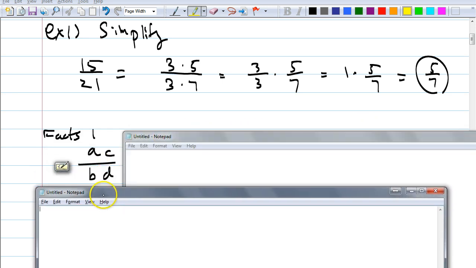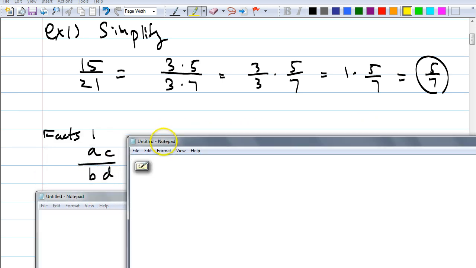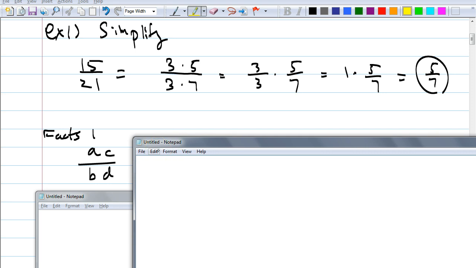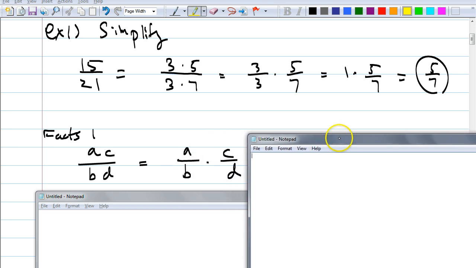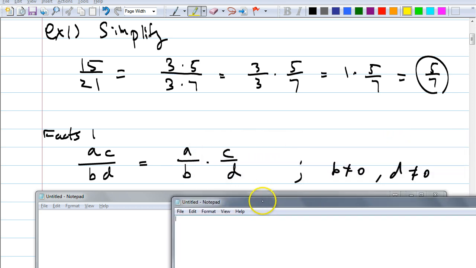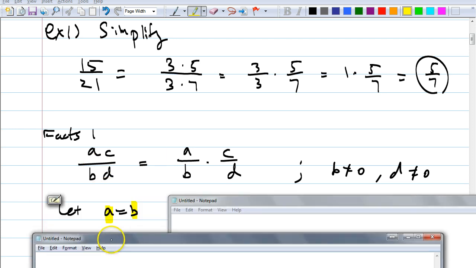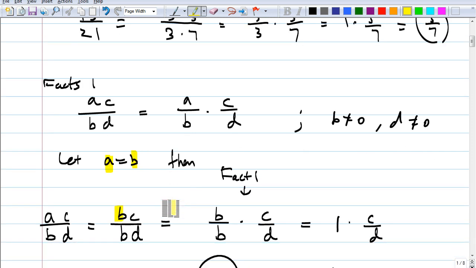So we just learned that a times c over b times d is equal to, again, what? a over b times c over d. What happens if a is equal to b? Does anybody see what would happen if a is equal to b? It will just be c over d. Why? Because a over b would equal 1. So that's something that you should know.